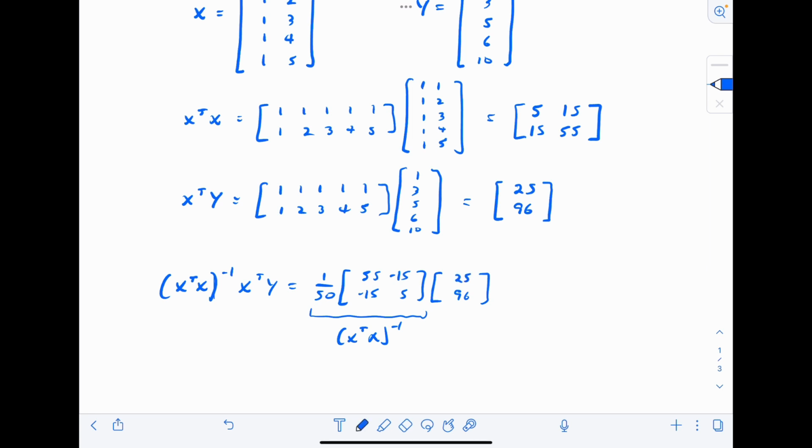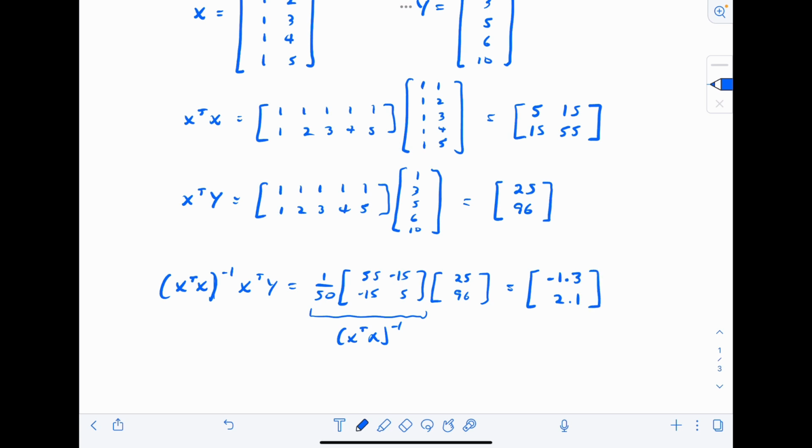So I would just plug this into the calculator. Just 55 times 25 plus negative 15 times 96. Get that answer, divide by 50. And then do the same for the second row: negative 15 times 25 plus 5 times 96. Get that answer, divide by 50. And if you do that, you get a resulting vector, or matrix, of negative 1.3 and positive 2.1.